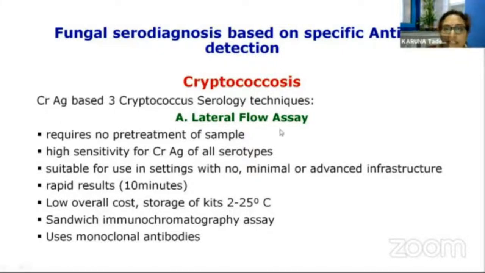So lateral flow assay actually requires no pre-treatment of the sample. It has high sensitivity for cryptococcal antigen of all serotypes, and it is suitable for use in settings with minimal or advanced infrastructure. You get rapid results within 10 minutes, at low overall cost, and storage of kits is roughly around 2 to 25 degrees. It is based on the sandwich immunochromatographic assay, and it uses monoclonal antibodies.